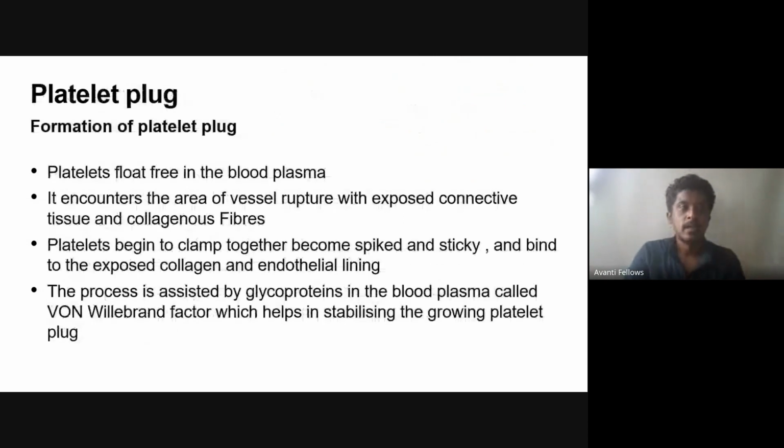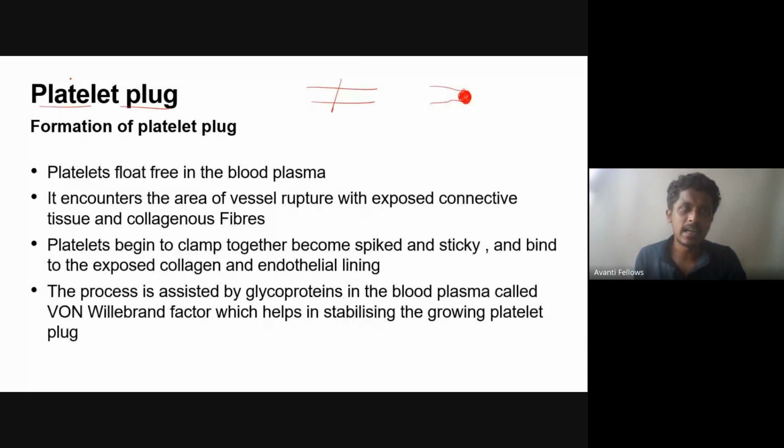The second one is formation of the platelet plug. What is a plug? Now, this is a blood vessel. This is the site of injury. Now, the blood vessel is like this. What happens? There should be some plug which blocks the flow of blood. So, that is done by who? Platelets.